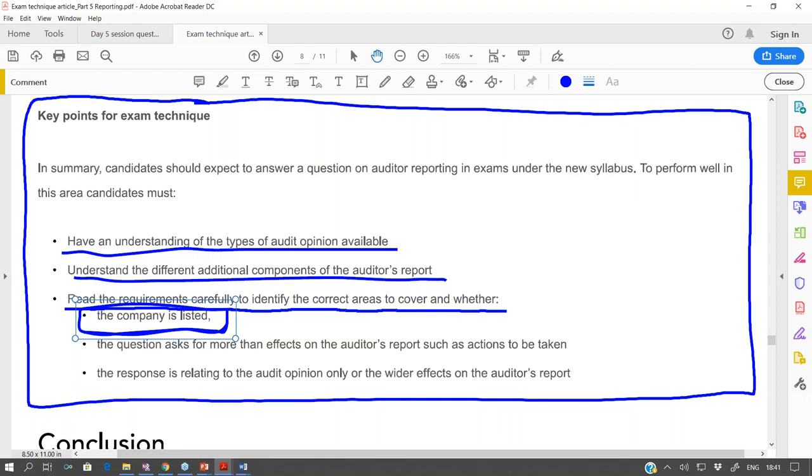In the exam questions on reporting, since the new report has come in, the examiner even tells you this is not a listed company. So is there an importance of this line when you're reading the requirements? And I'll justify what's the importance of this line.